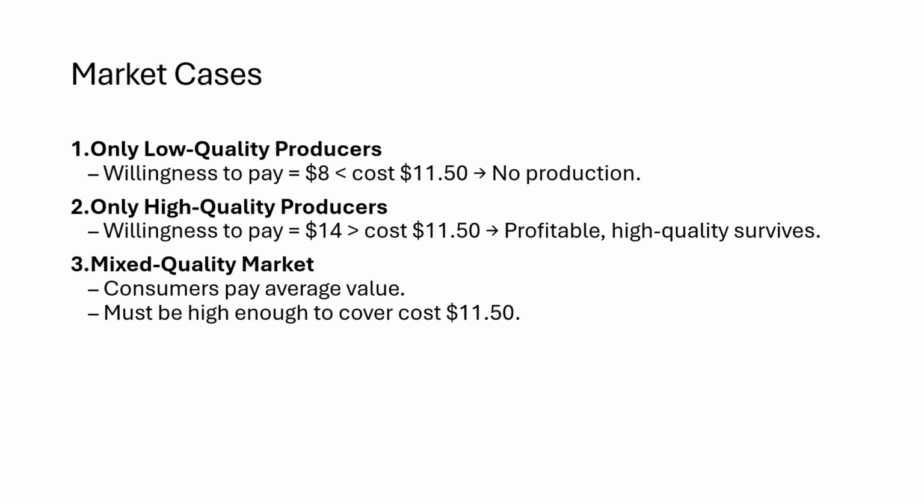Now we can see there are three types of market scenarios. Case 1, only low quality umbrellas. Consumers pay $8, cost is $11.50. Since cost is greater than value, no production will occur. And case 2, only high quality umbrellas. Consumers pay $14, cost is $11.50. Production is profitable, so high quality umbrellas remain.